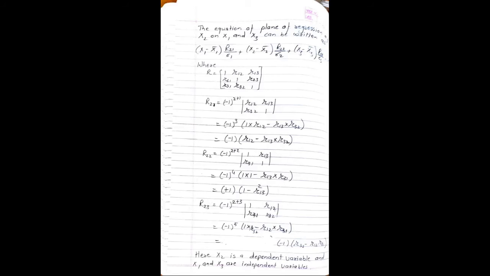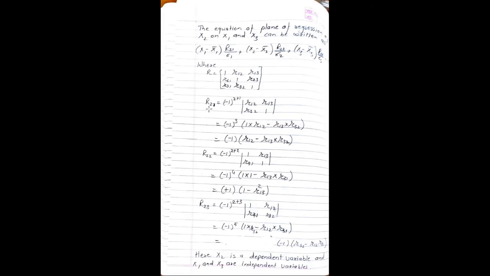The equation of plane of regression of x2 on x1 and x3 can be written as x1 minus x1 bar r21 upon sigma 1 plus x2 minus x2 bar r22 upon sigma 2 plus x3 minus x3 bar r23 upon sigma 3 is equal to 0, where R matrix is given by 1 r12 r13, r21 1 r23, r31 r32 and 1. The cofactor r21 is nothing but minus 1 raised to 2 plus 1.